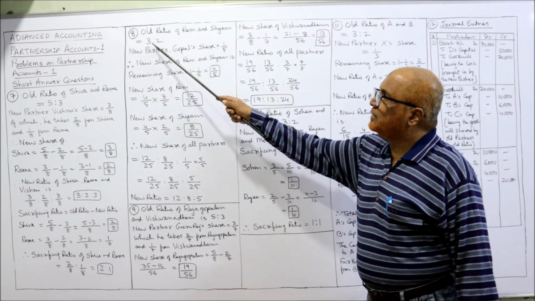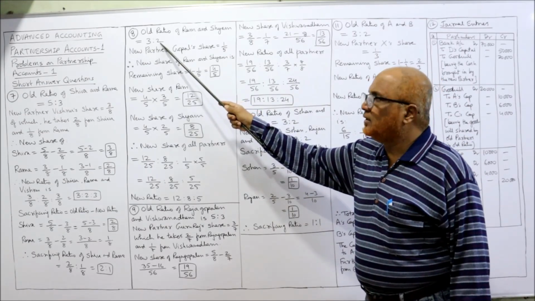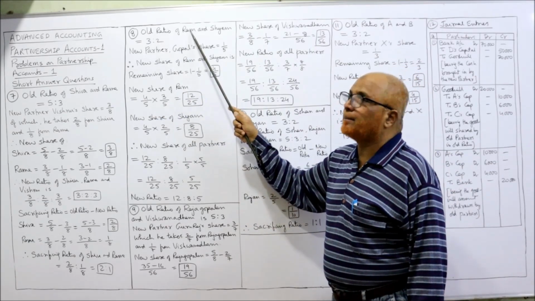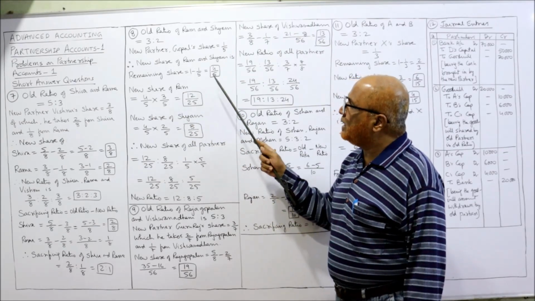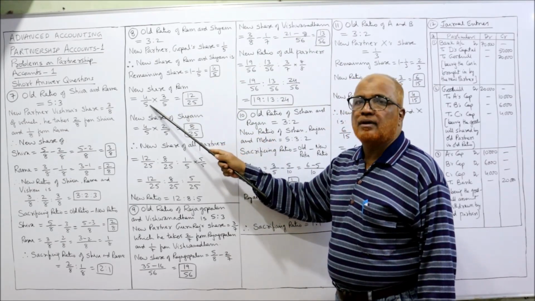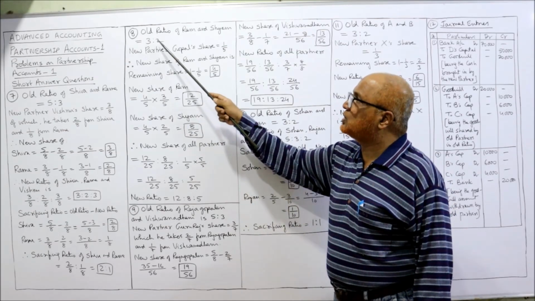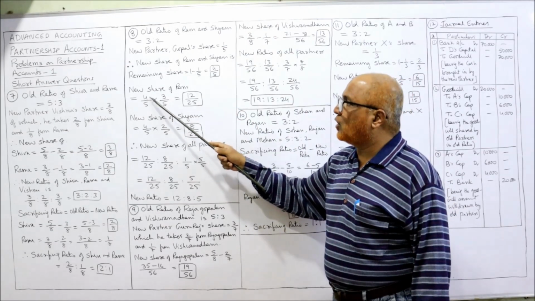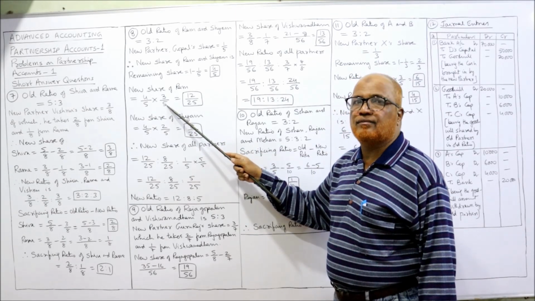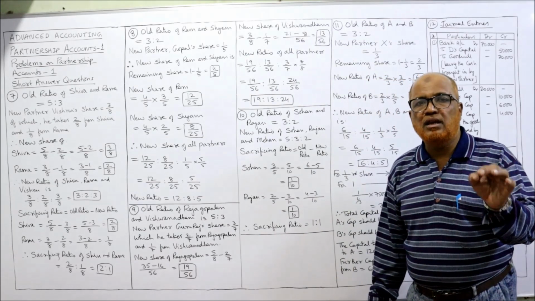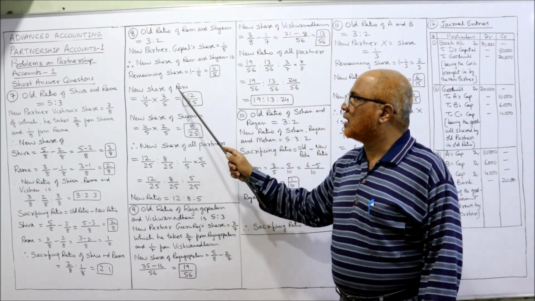Now, this 4/5 will be shared by the old partners in the old ratio. What is the old ratio? 3/5, 2/5. So now, the new share of Ram. Ram is the first partner. The remaining profit is 4/5. This 4/5 will be multiplied by the old ratio, 3/5. So 4/5 into 3/5. 4 3s are 12, 5 5s are 25. 12/25 is the new ratio of Ram.